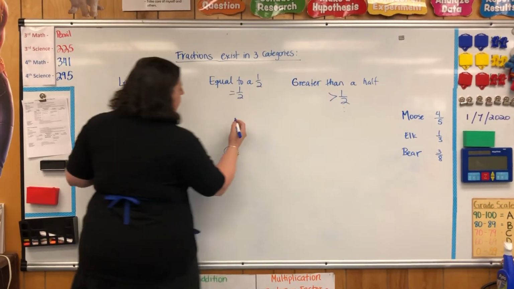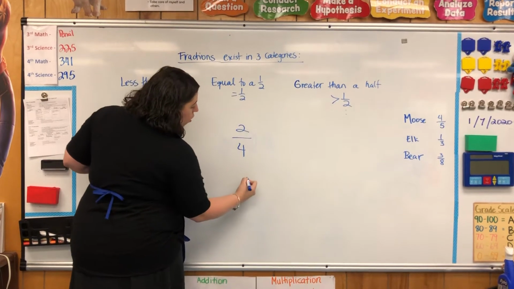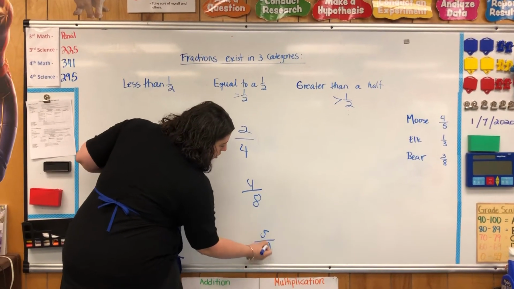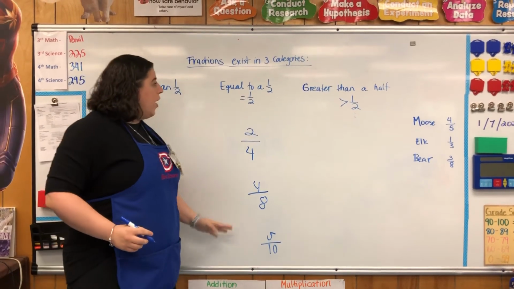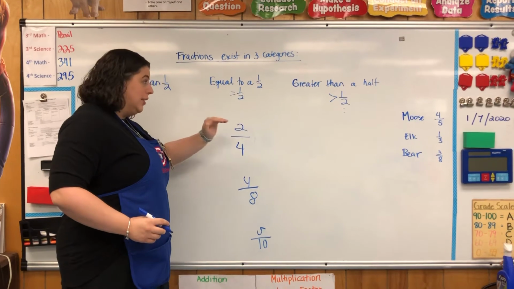The children and I put together a list of those fractions. For example, you have 2/4, or you have 4/8, or 5/10. That's just to give you some examples. All of these fractions equal 1/2 because the numerator is exactly half of the number on the denominator.